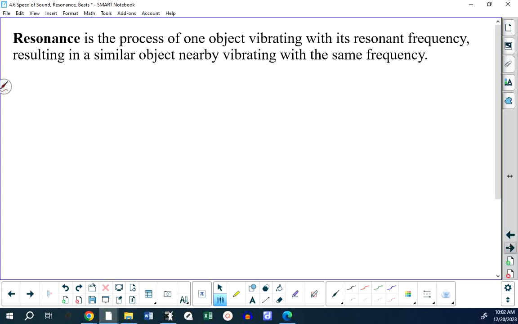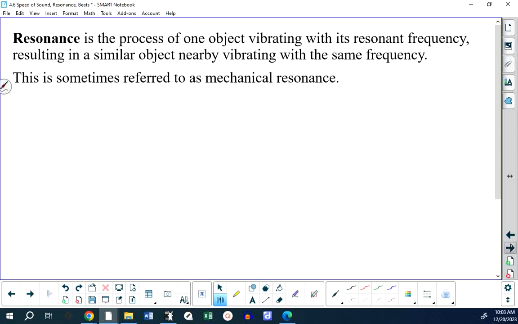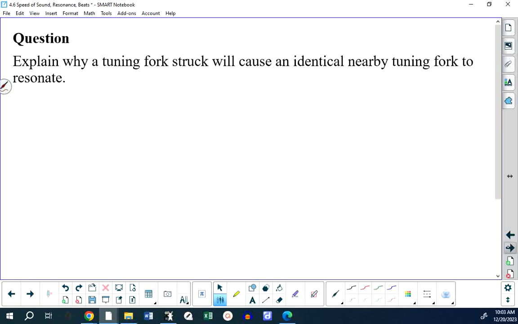So resonance is the process where I get something oscillating with a particular frequency, and as a result of that, something nearby picks up the energy. The energy is picked up either through vibrations with the ground, or vibrations with something else, or a sound wave. And if the other object is allowed to oscillate with the same frequency as the first object, there's resonance. You create vibrations in the second place. So it's sometimes called mechanical resonance.